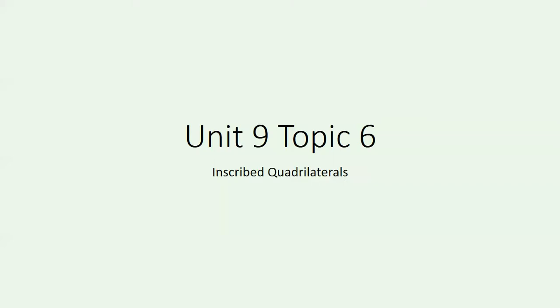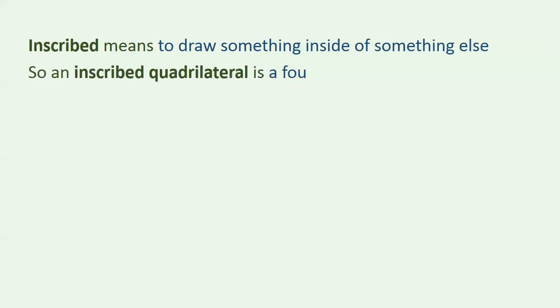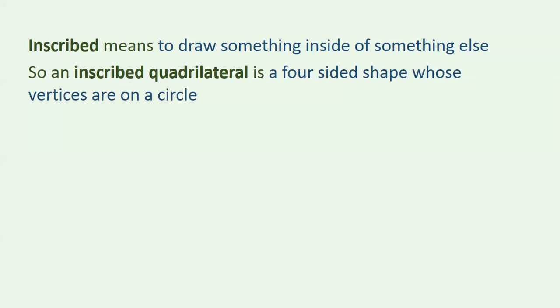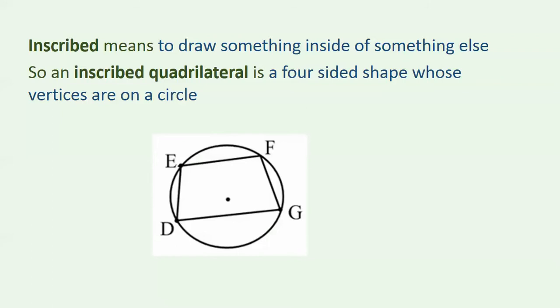Unit 9, Topic 6, Inscribed Quadrilaterals. Inscribed means to draw something inside of something else. So an inscribed quadrilateral is a four-sided shape whose vertices are on a circle. So below, we have a four-sided shape where the vertices are on the circle. That means that this shape is an inscribed quadrilateral.